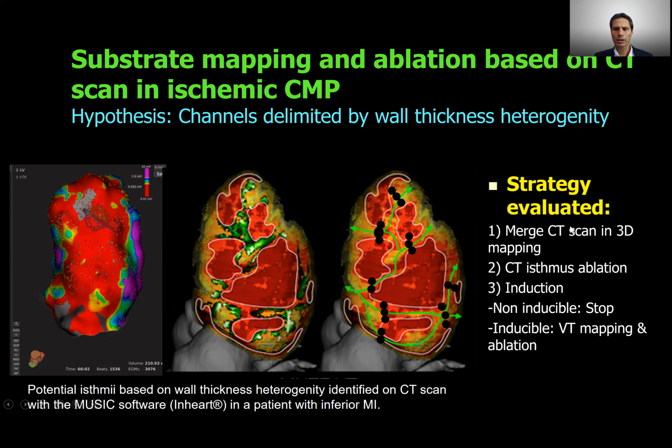So basically, we are merging the CT scan, once it has been treated by the MUSIC software, into the 3D mapping system. Then we go for CT isthmus ablation directly without doing substrate map. And then we are testing induction. If it's non-inducible, we stop there. If it's still inducible, we go for VT mapping and ablation.